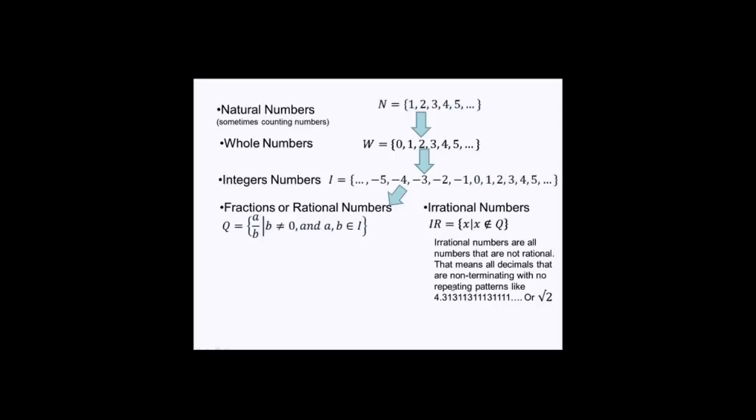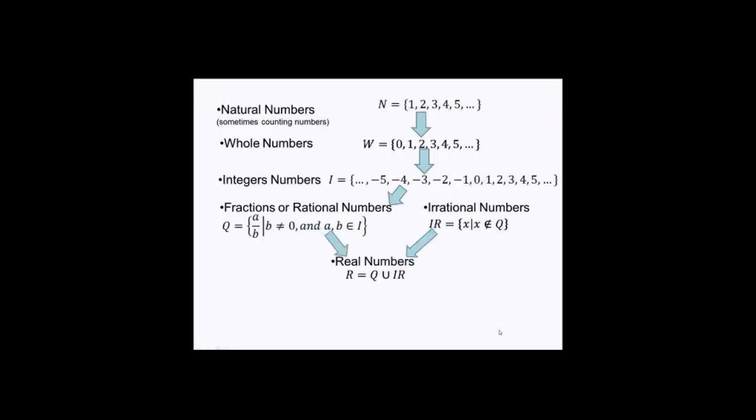If you look at this number here, 4.31, 311, 3111, there is a pattern, but it is not a repeating pattern. So this is an example of an irrational number. Square root 2 is an irrational number, pi, e, those are all examples of irrational numbers. The set of real numbers is formed by the union of all rational numbers and irrational numbers.